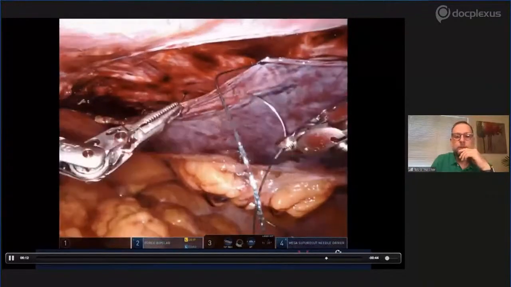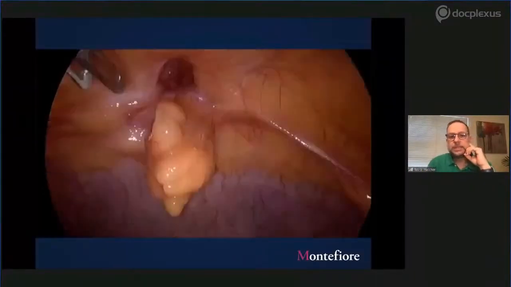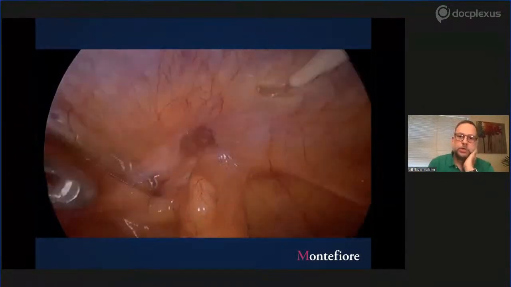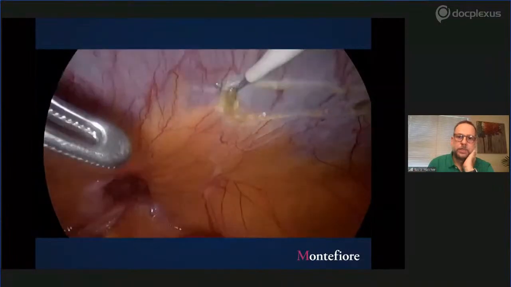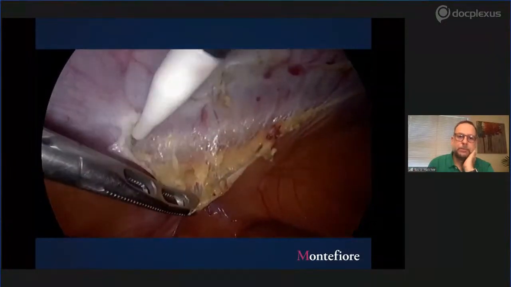Okay, so that was one of my procedures. And this I borrowed from Cristiano just to show you this is possible by laparoscopy. It's just more laborious. You need to use more labor to do it.